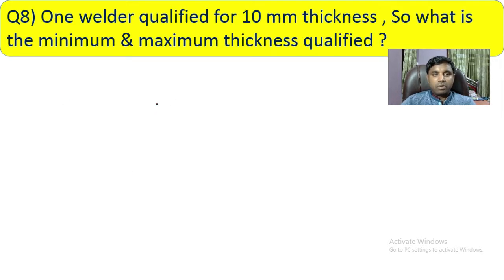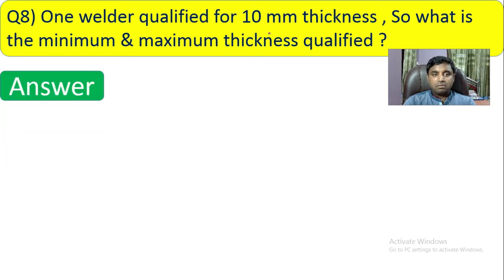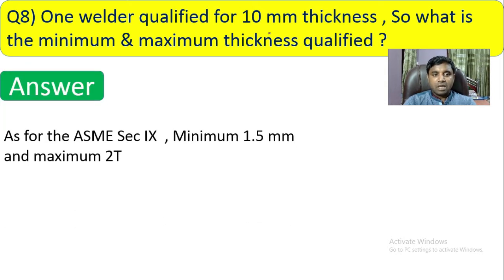Question 8. One welder is qualified for 10 mm thickness. So what is the minimum and maximum thickness qualified? This is a very important question. It is also mentioned in ASME Section 9. This is a very basic question you should know. As per ASME Section 9, it is minimum 1.5 mm and maximum 2T, 2 into thickness.